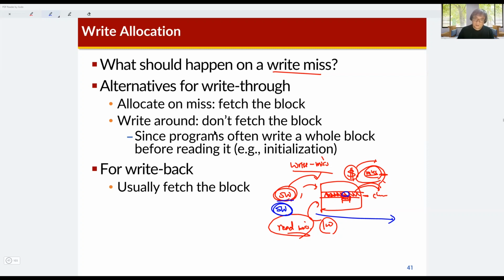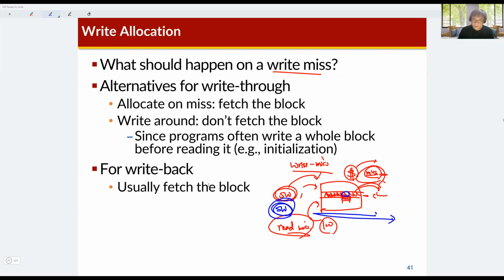Write around means that we don't fetch the block, so we don't request data from the low-level cache. We just bypass this store request to the low-level cache or main memory. Okay, so this is the write around operation.